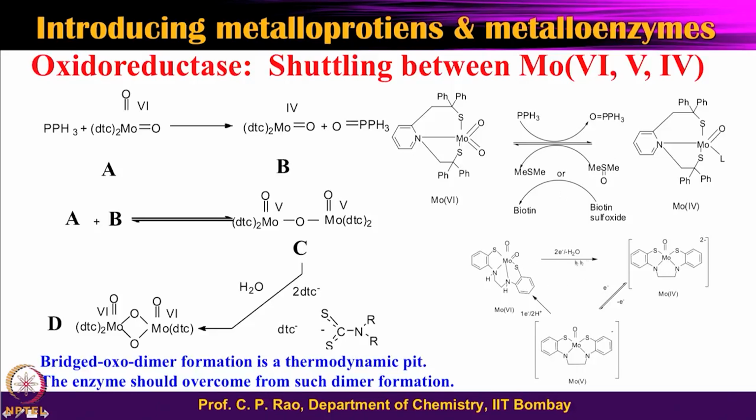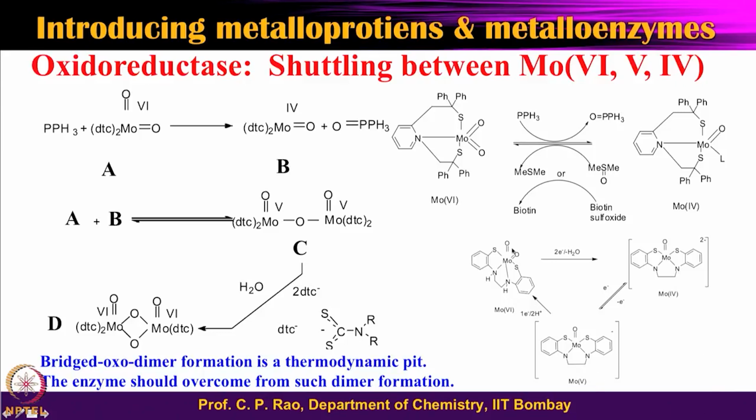So, this is basically explained over there by this kind of reaction: one electron reduction, one electron oxidation, another electron reduction, another electron oxidation. Essentially we would like to say that it goes molybdenum 6 to 5 to 4. So, here it is 4, then 5, then 6. If you put the reverse, it goes 6 to 5 to 4.